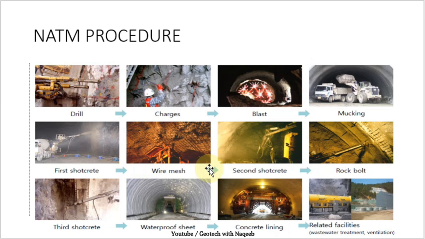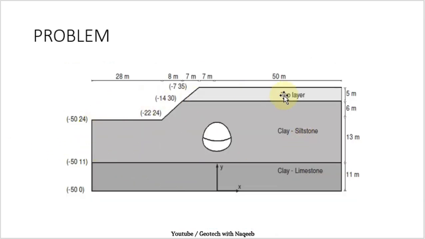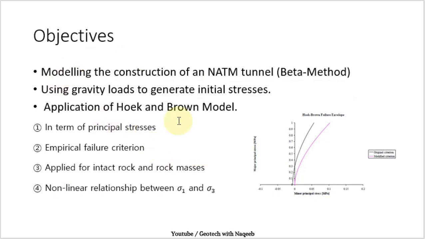This is the problem that we will try to model in PLAXIS 2016 version. You can see here the top layer, clay siltstone, and then clay limestone. In this video, we will also discuss the new material model, that is the Hoek-Brown model. We will have a little bit of introduction of that model as well. We will model this in PLAXIS, and then we will discuss the material model.